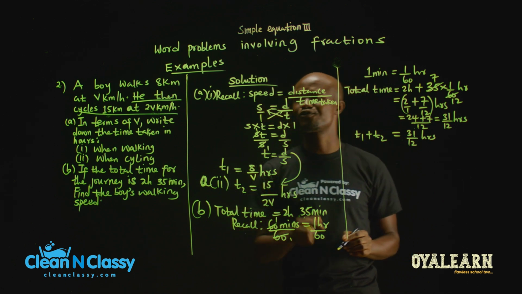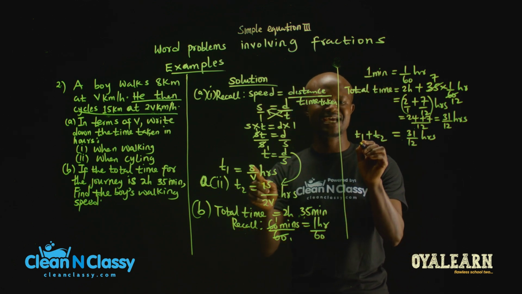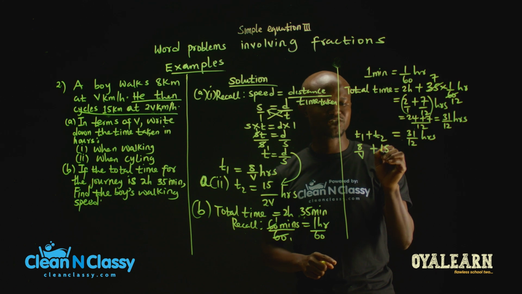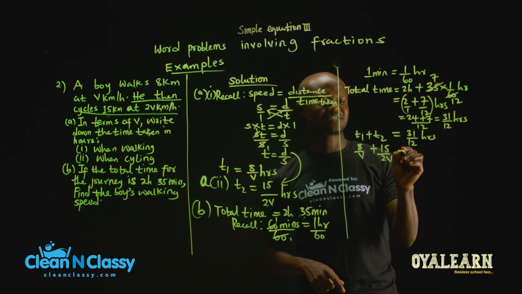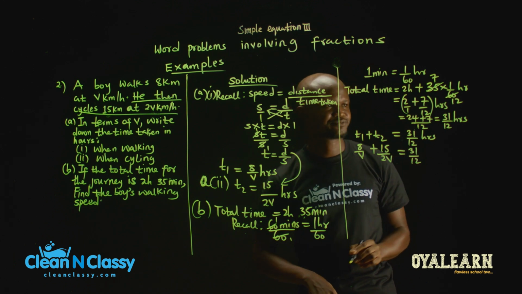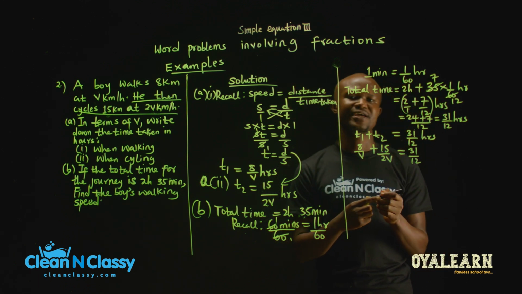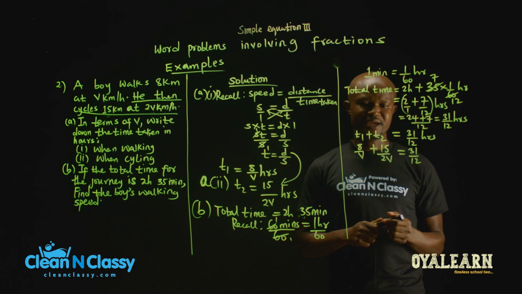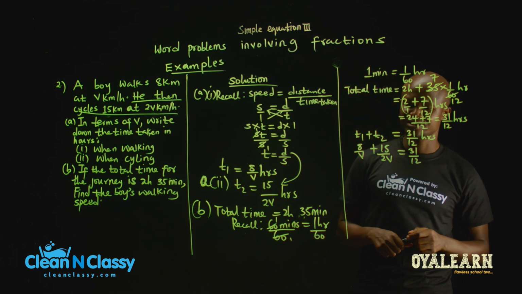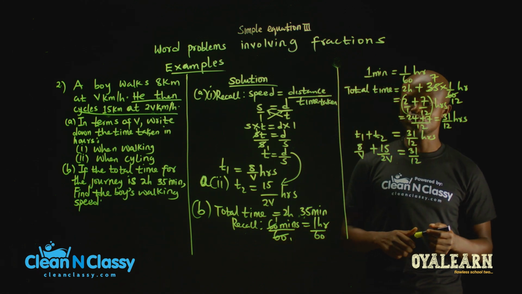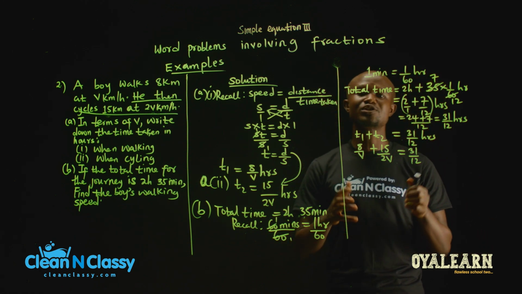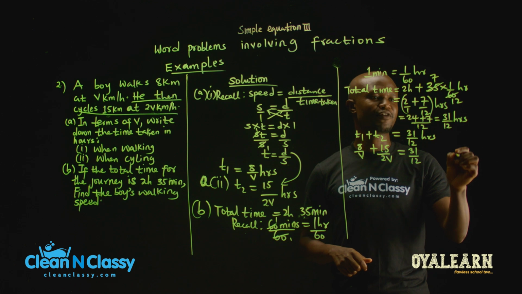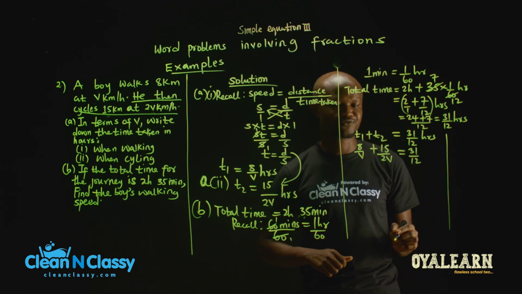Now, what is T1 from A? T1 is 8 divided by V. What is T2? 15 divided by 2V, which is now equal to 31 divided by 12. Now from here, we have a simple equation such that the denominators contain the unknowns. So in this case, what are we going to do? We are going to find the LCM of the denominators. So let's find the LCM of the denominators.